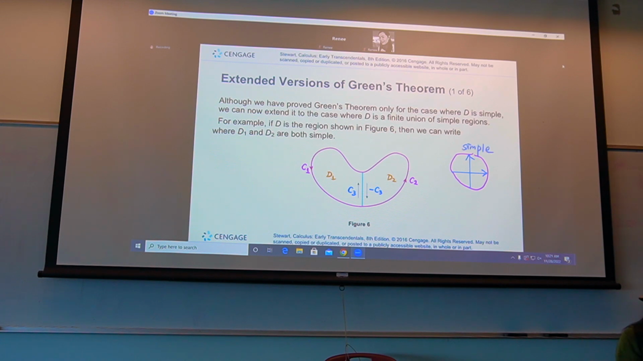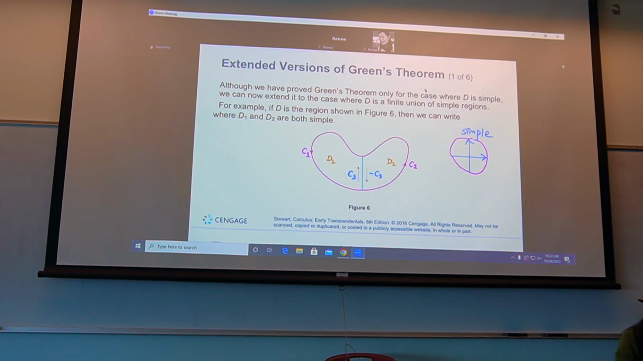Okay. Now this one here is not simple. Why? This region is not simple because if you draw a horizontal line over here, it's going to intersect here and here at two different line segments. So it's not a simple region, right? So how can we make this simple? We can actually divide this. Put a vertical line over here to divide that into two regions, D1 and D2. And D1 and D2 both are simple, okay? So we can do that.